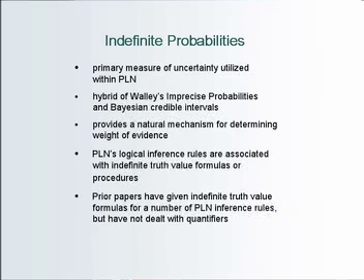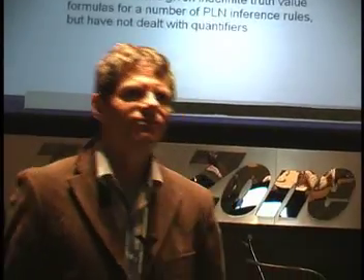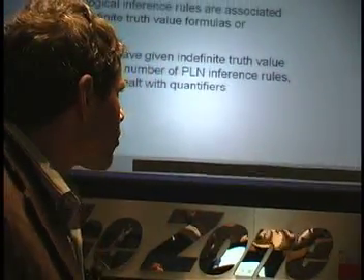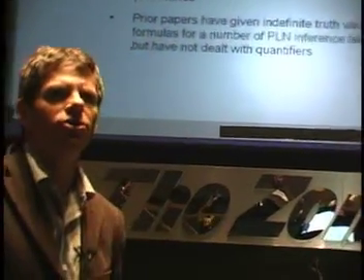I don't want to go into too much detail here about Peter Walley's imprecise probabilities, which for actual reasoning tend to give results that say, well, in the end, everything is true with some probability between 0 and 1. Well, true, and we can say that probably with confidence close to 1. True, but not very useful. So we developed indefinite probability as a hybrid between Walley's imprecise probabilities and ideas of Bayesian credible intervals. And this tightens those bounds up quite considerably.